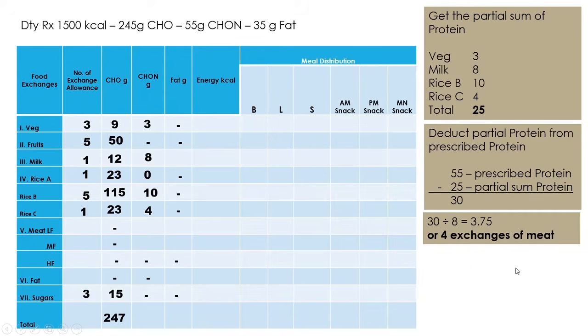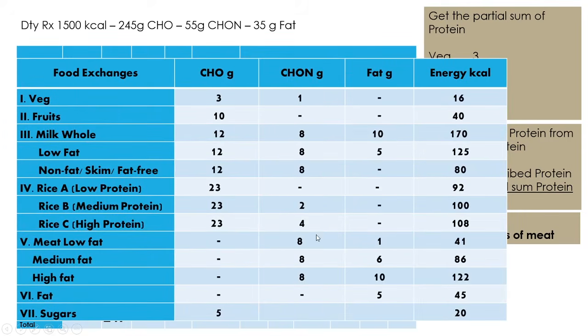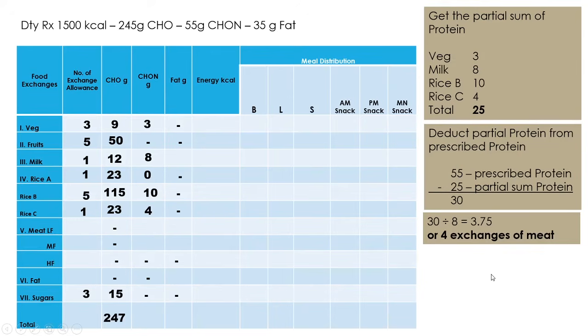Where did we get 8? From this one again. 8 is the value of one exchange. One exchange of meat is equivalent to 8 grams of protein. Okay, we will just take 3.75, or you can round that off to 4 exchanges of meat.